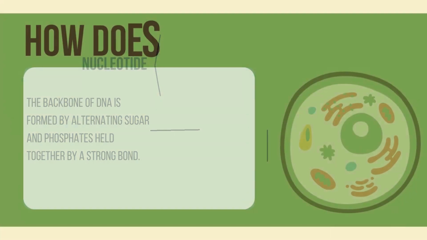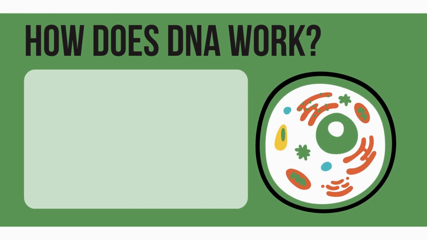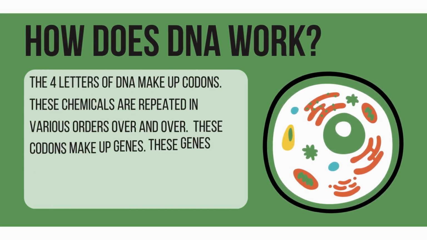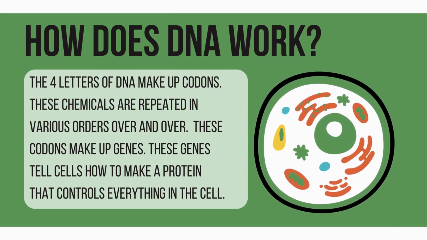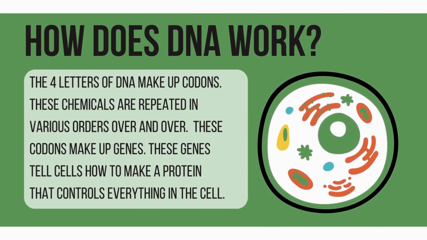Now the last question, how does DNA work? The four letters of DNA make up codons. These chemicals are repeated in various orders over and over. These codons make up genes. These genes tell cells how to make a protein that controls everything in the cell.